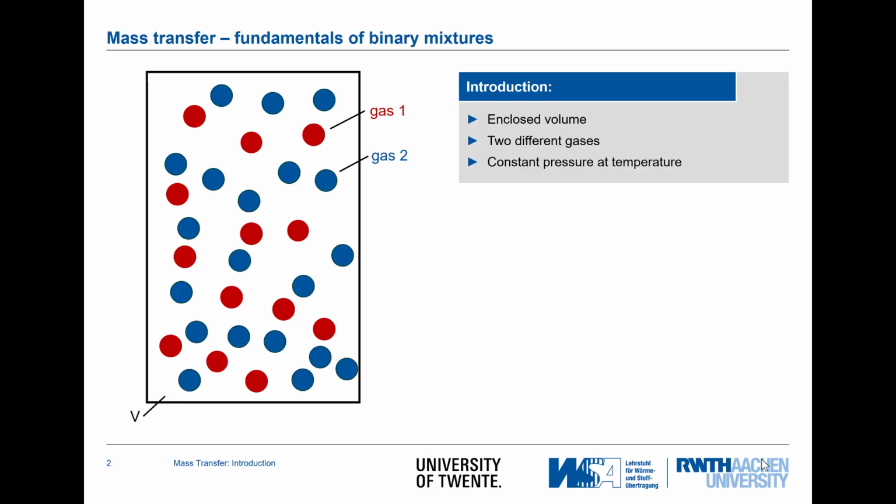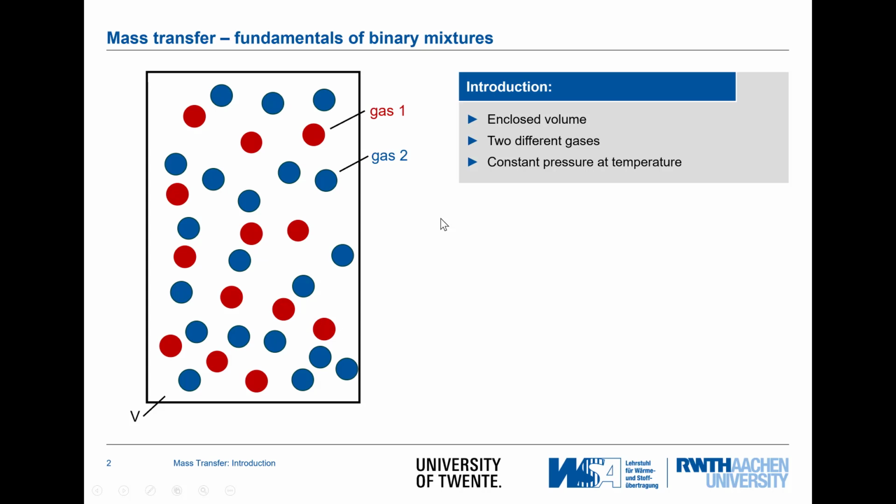For this, we'll consider again the picture that we had in the last video. It shows an enclosed volume which is denoted by capital V. You have two different gases in that volume. The gases are the red dots and the blue dots, and we assume they have constant pressure and temperature.